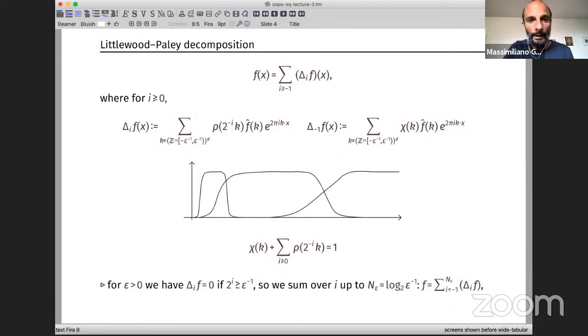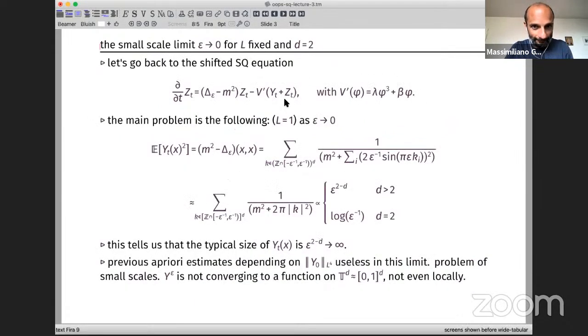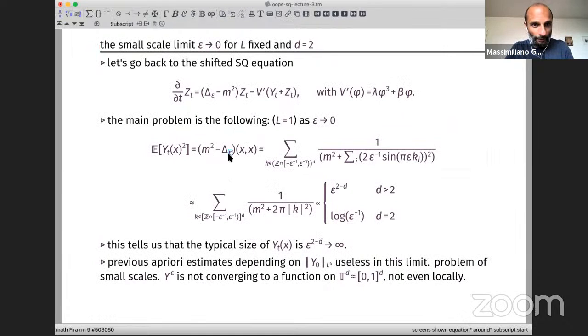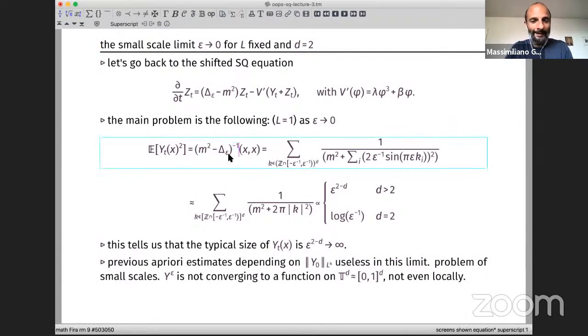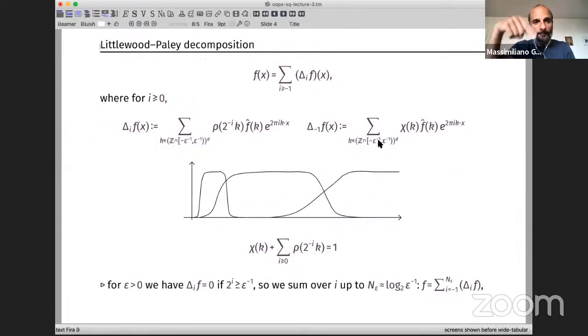So I have a question in the chat. Missing an inverse of the Laplacian. So let's see if I have it. That was on the previous page. Here, no? Ah, yeah, you're right, of course. Yeah, thank you, David. This is the Fourier transform of this propagator computed at one given point. So you don't have the Fourier factor.